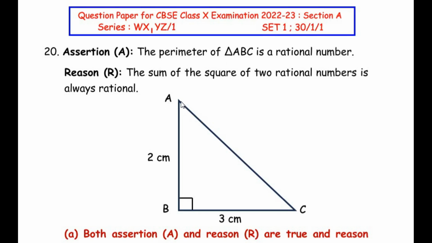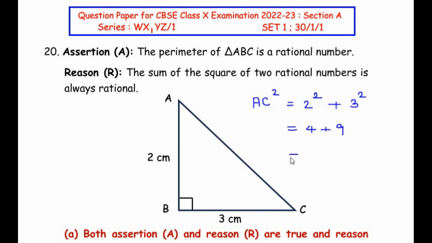The perimeter is the sum of length of all the sides of the given triangle, and in this triangle we can see that the side length AC is not given. And since this is a right angle triangle, we can use the Pythagoras theorem to find out the hypotenuse. So we can write here hypotenuse square, which is AC square, is equal to 2 square plus 3 square. So this will give us 2 square is 4 plus 3 square is 9.